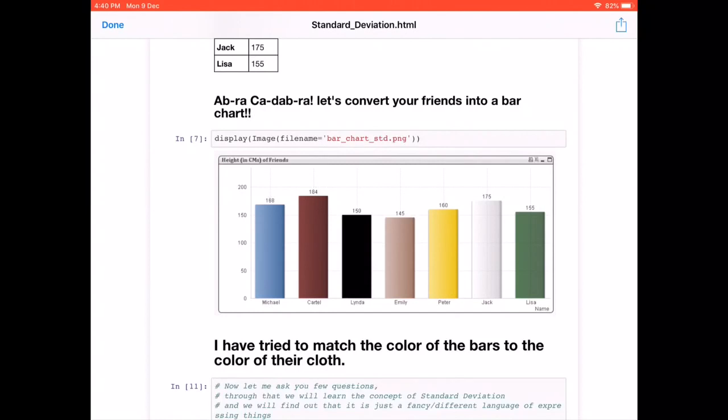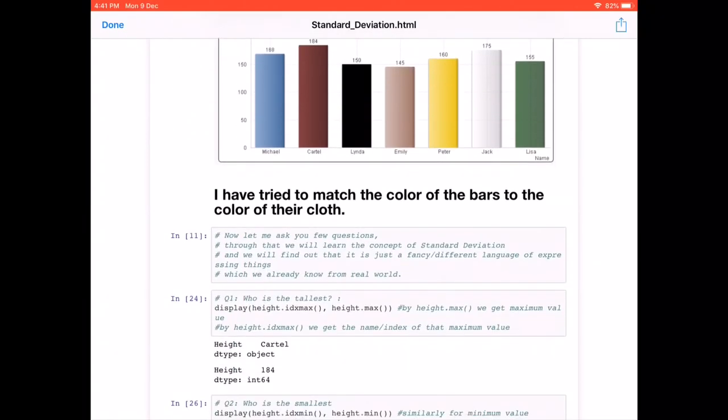Michael, Carter, Linda, all the way up to Lisa, okay? So from here, I'm interested in understanding the analysis for the heights. How much they vary, what is their average, and so on. So first of all, I will ask you a few questions, and I will also give you the answers. I'm a good teacher, right?